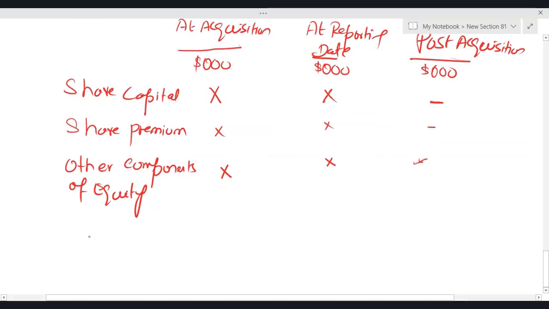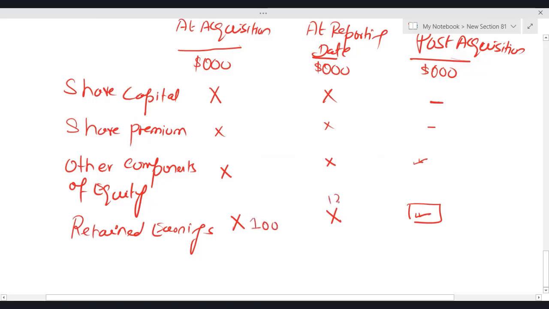Definitely you will be having a difference in retained earnings. There's no doubt about it. Retained earnings at acquisition, retained earnings at reporting date, and you will have a difference here. It could be positive, it could be negative. For example, try to understand, if it is 100 and it is 120, mathematically it is coming negative, but logically retained earnings have increased by 20 million. So you have to write positive.